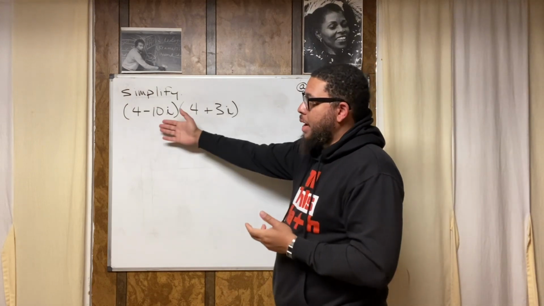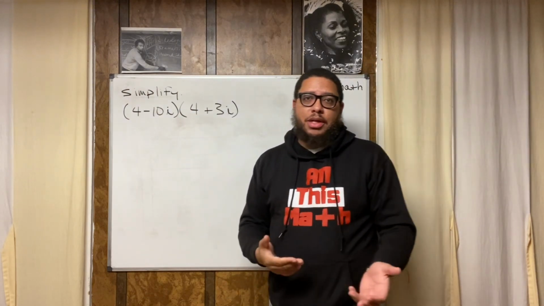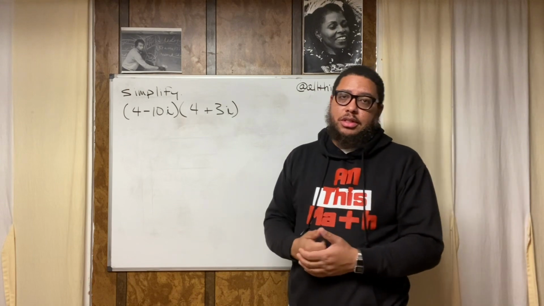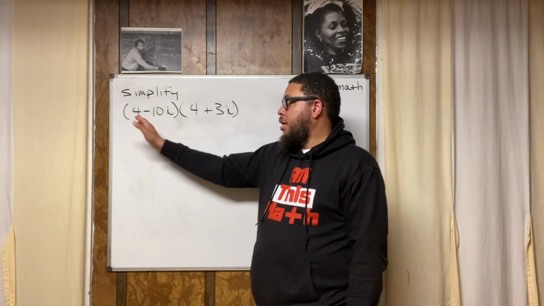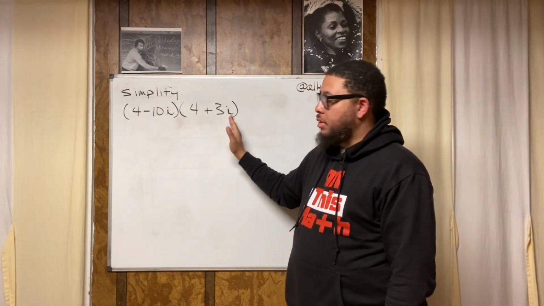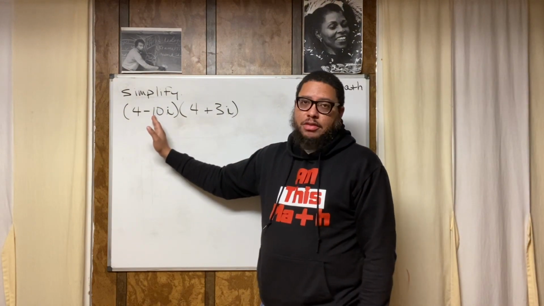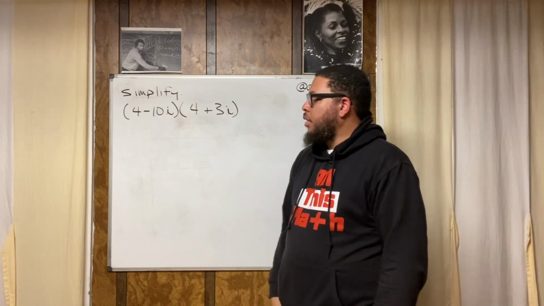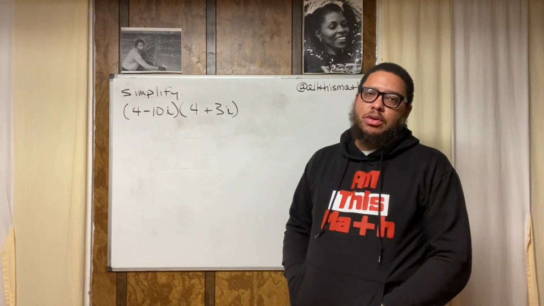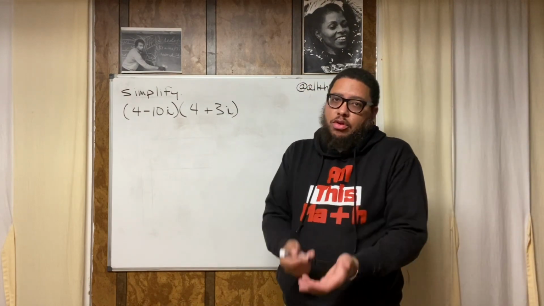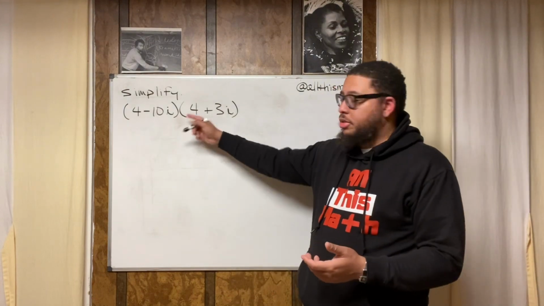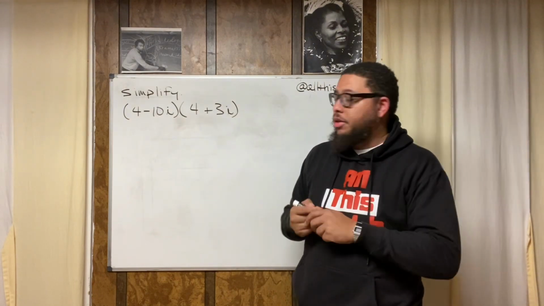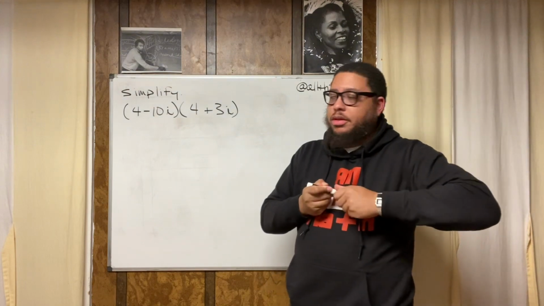But it's still two binomials, so we can still use the FOIL method, or if you're not a fan of the FOIL method, just the distributive property, where you multiply 4 by everything in this binomial, and then multiply -10i by everything in this binomial, which ends up being the FOIL method anyway. But some teachers don't like the FOIL method, so in case your teacher didn't teach you the FOIL method, that's cool too. You can still simplify this. But I'm about to use the FOIL method because I rock with the FOIL method.